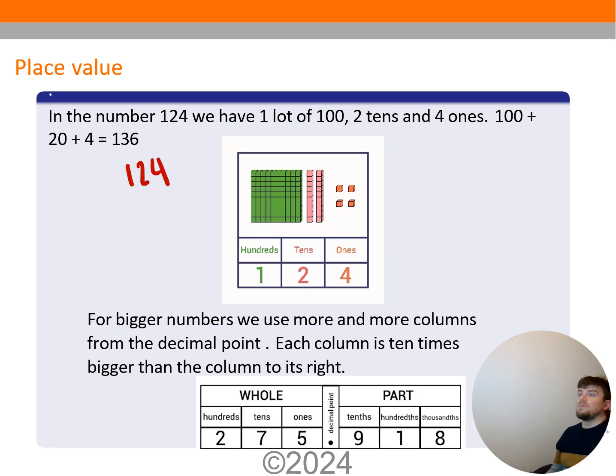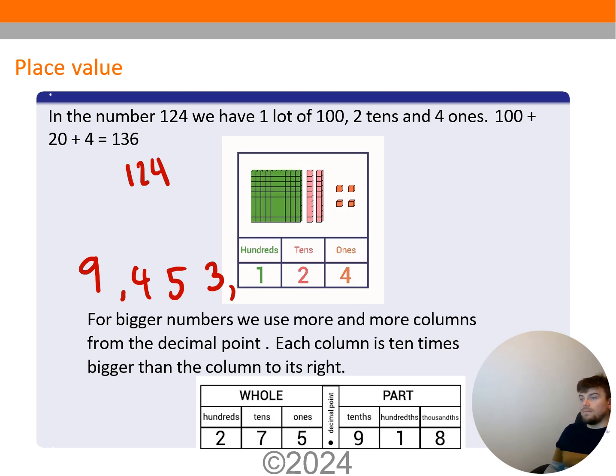Each column is 10 times bigger. So if we added another one, we'd make that thousands. If we added another number, we'd make that 10,000s. If we added another number, we'd make that 100,000s. If we added another number, we'd make that into the millions. But here we can see that we've got parts of numbers as well.